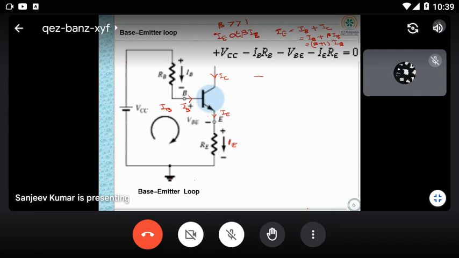Okay, so now you can put in your equation IE is equal to (beta plus 1) IB. So this new equation will be VCC minus IB RB minus VBE minus (beta plus 1) IB RE.